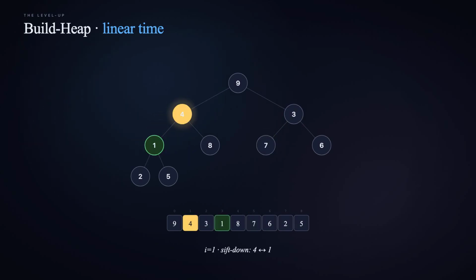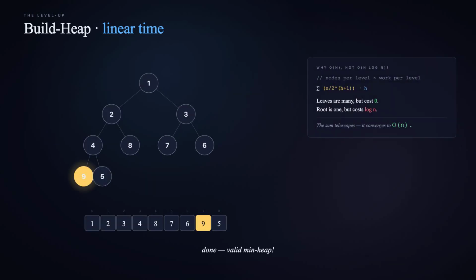To build a heap from an unsorted array, do not insert one by one. That would be n log n. Instead, start from the last non-leaf node and sift down each element. Most nodes live near the bottom, where repair work is tiny. That is why build heap runs in linear time.